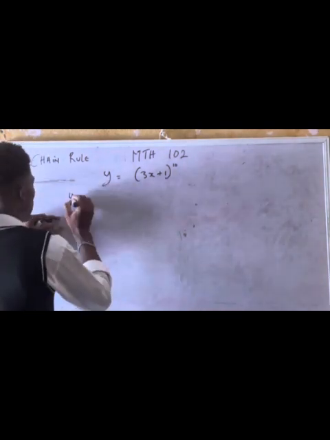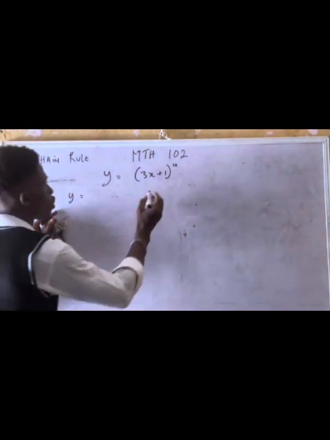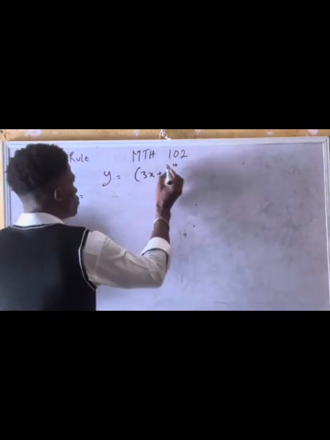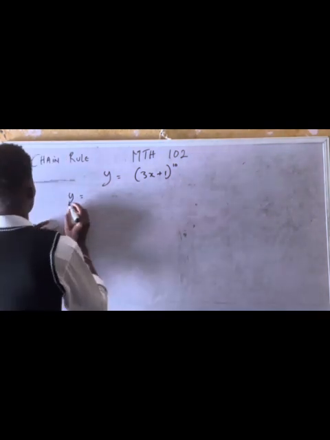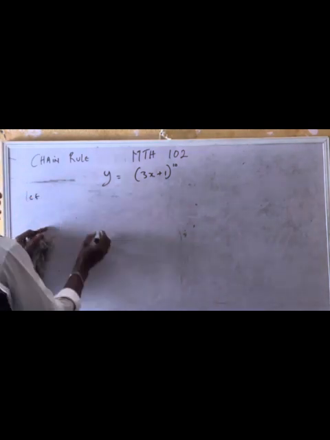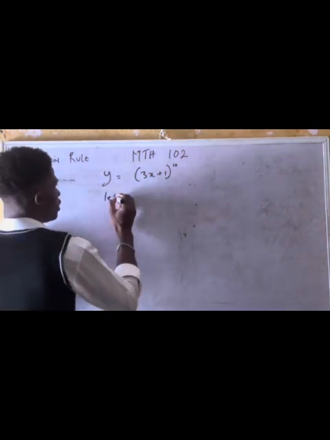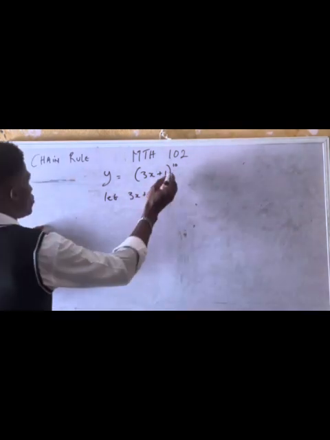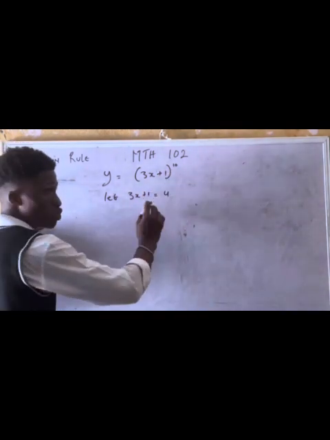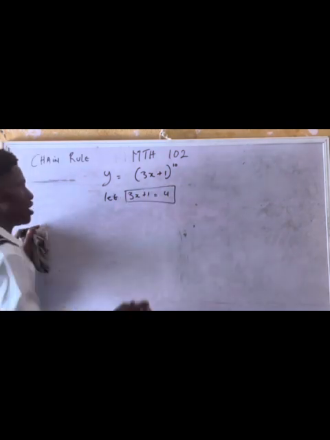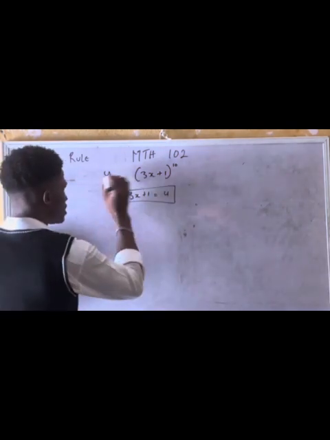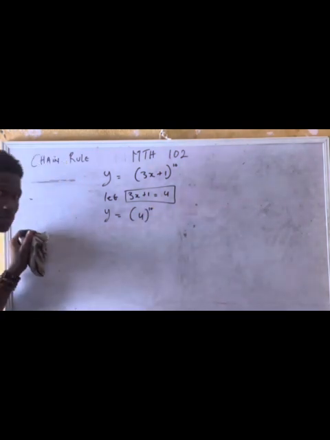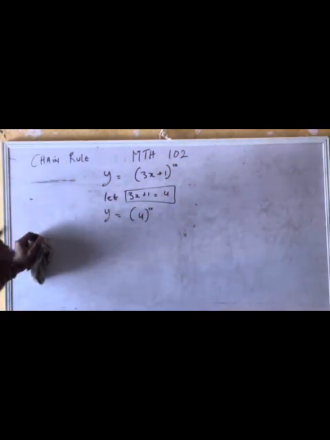Now, this is why the first thing we do is we consider everything here to be a function. Okay, we consider everything here to be an expression, which we can say, let me write it here. Let 3x plus 1 is equals to u. So we are assuming that 3x plus 1 will be equal to u. So anywhere we see 3x plus 1, we are saying that it is u. So we can rewrite this and say y is equals to u raised to the power 10.